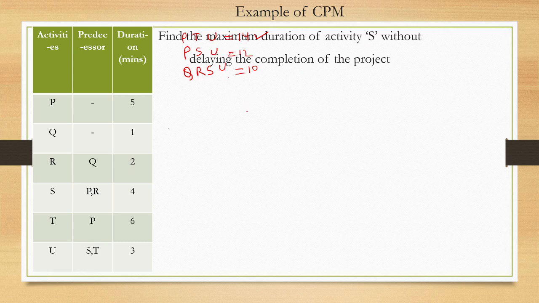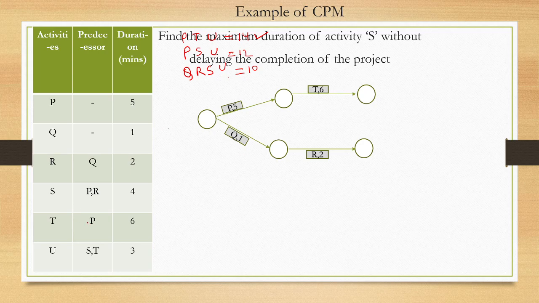So let's draw the diagram here first. First P, it is the starting activity. Same with Q. Now R has predecessor Q, T has predecessor P, and S has both P and R. So this is S. Now it has predecessor R, but what about P? So we need to draw one dummy activity, and this has zero duration. And the last, U, has both S and T. So this is our network diagram.